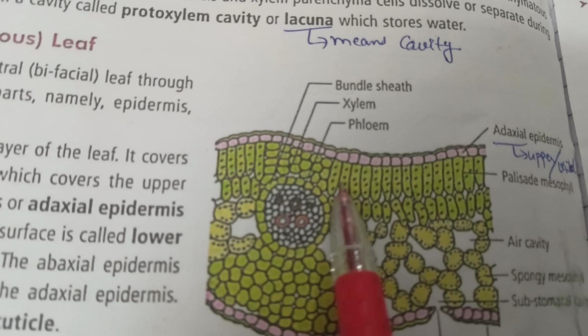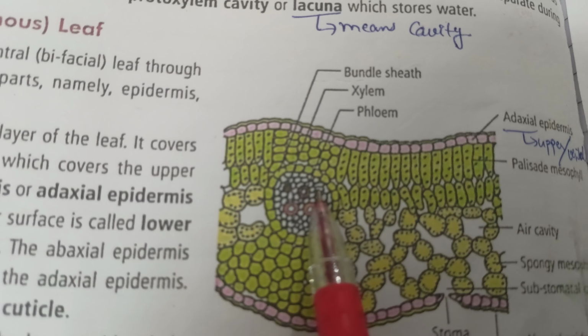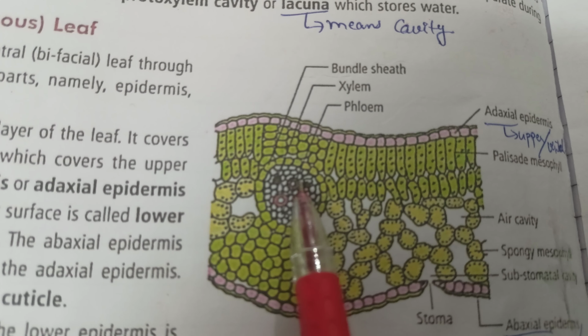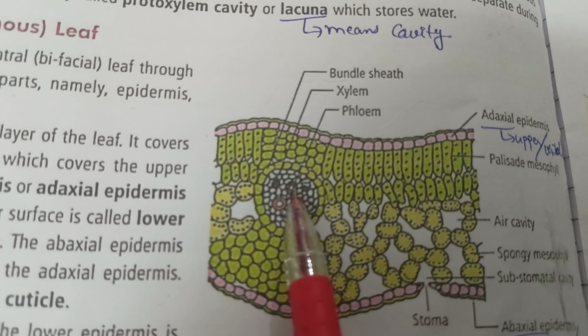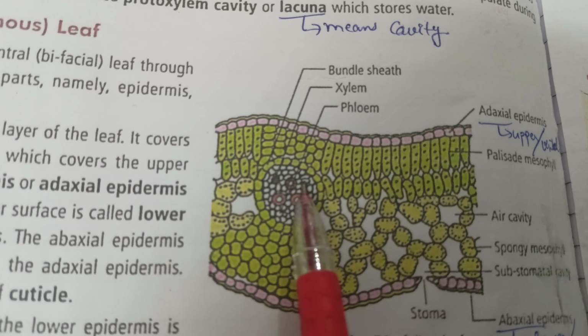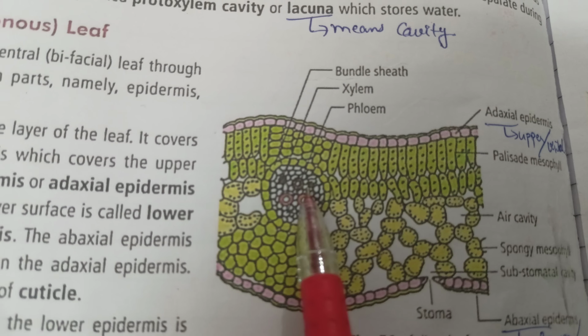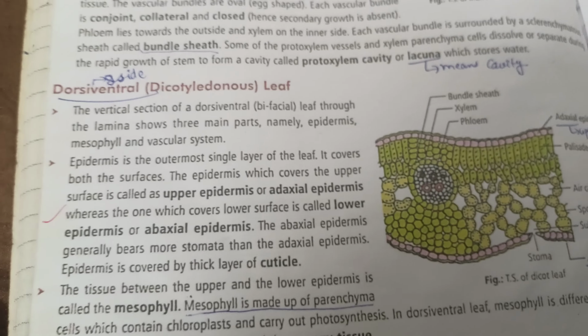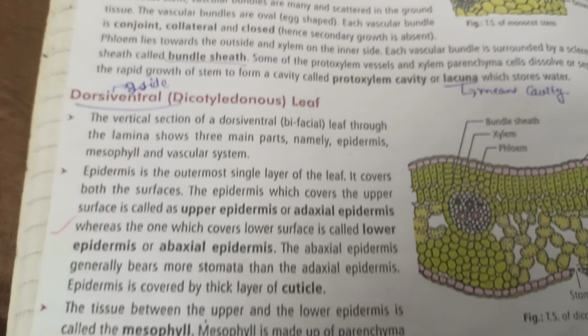Now you can see this is the bundle sheath, and this is xylem and phloem. This is xylem and this is phloem, which make the vascular bundle. Now we can understand this with the help of this text.